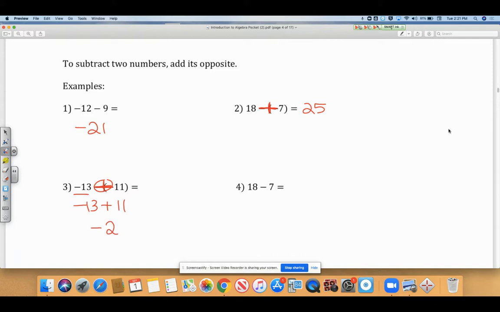-2. And then the last one, number 4, we start at 18, we subtract 7, 18 minus 7, moving 7 units to the left from 18 is going to bring us to 11.